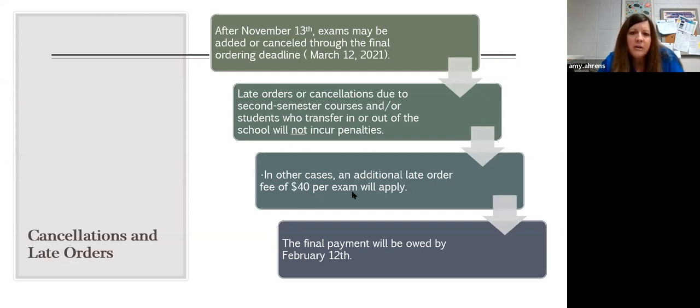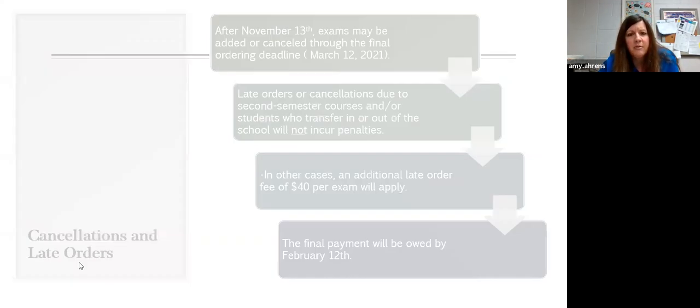There are some $40 late fees that would apply, but really, as long as we get it in and have those decisions by the down payment on October 9th and the final decisions by November 13th, we're in good shape. And then the final payment again is due on February 12th.